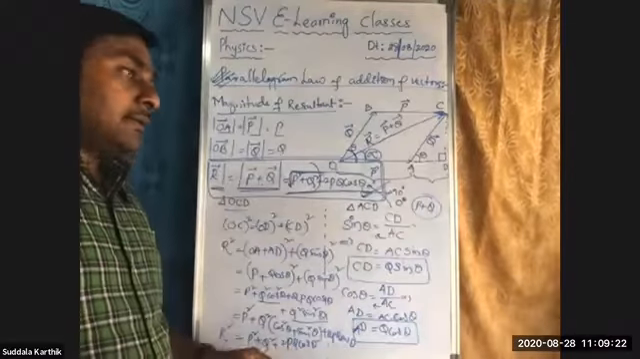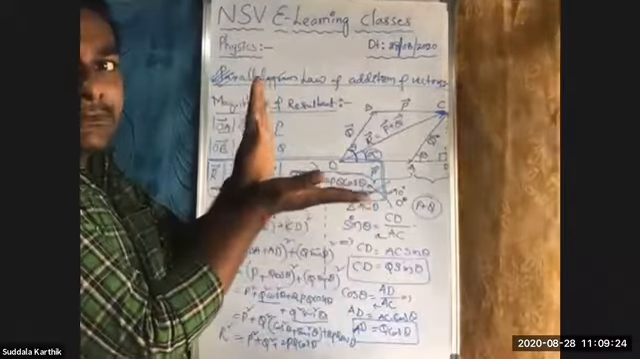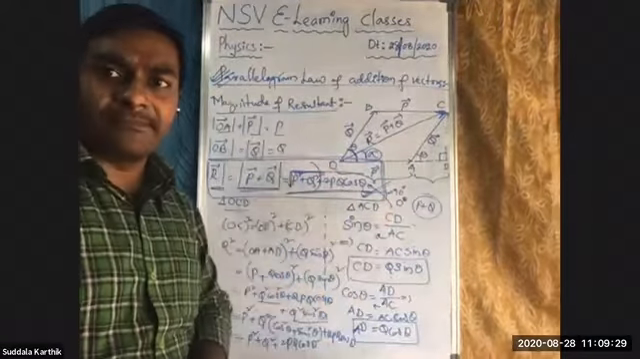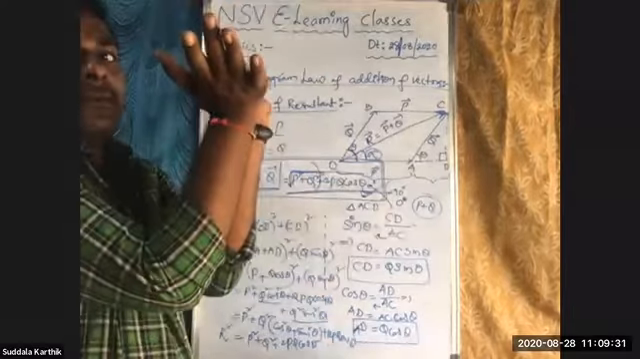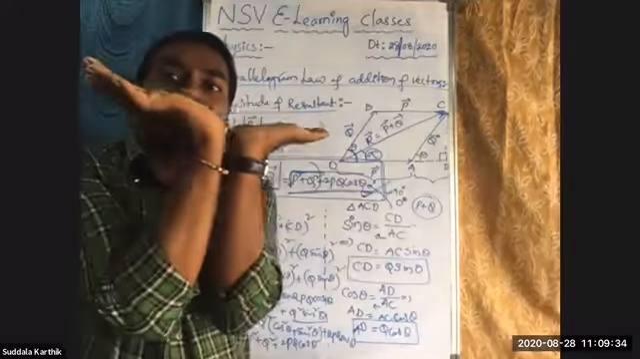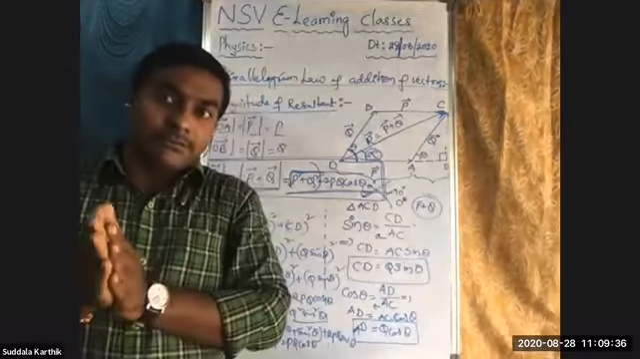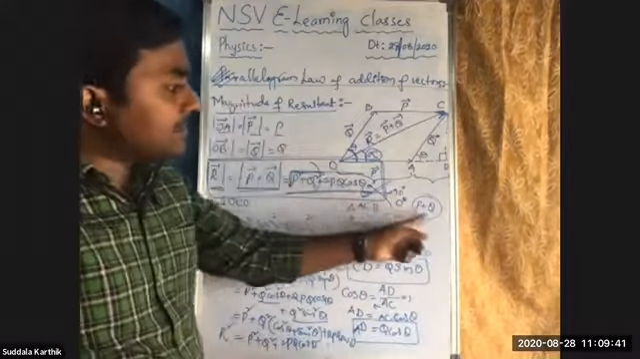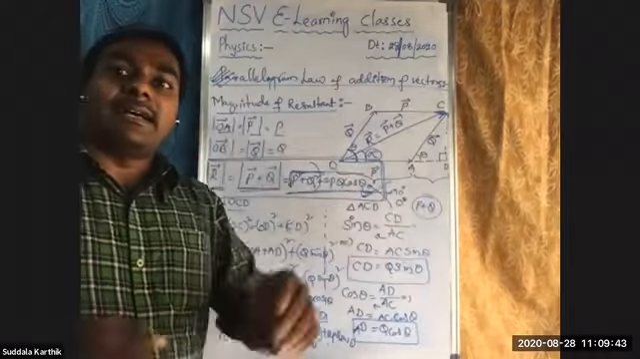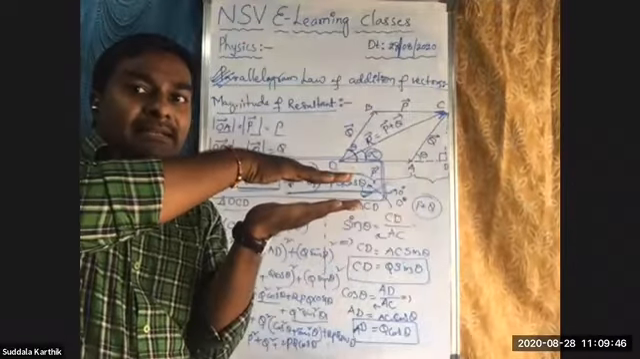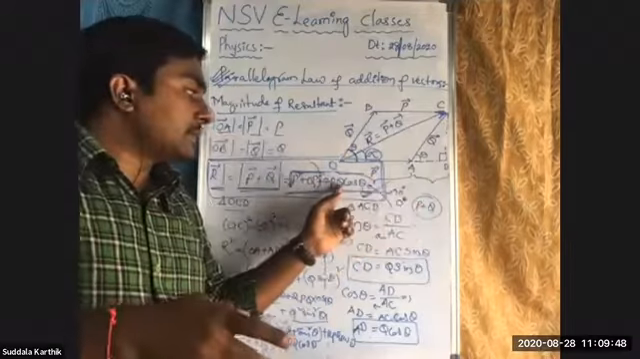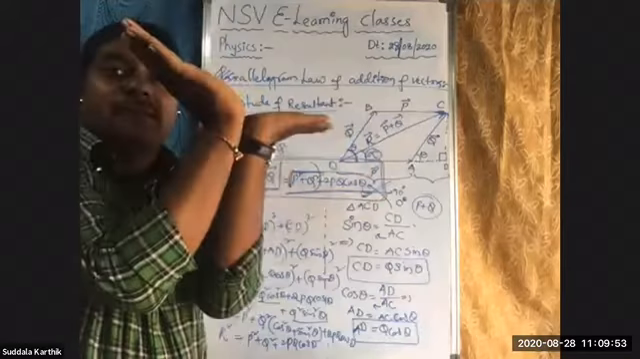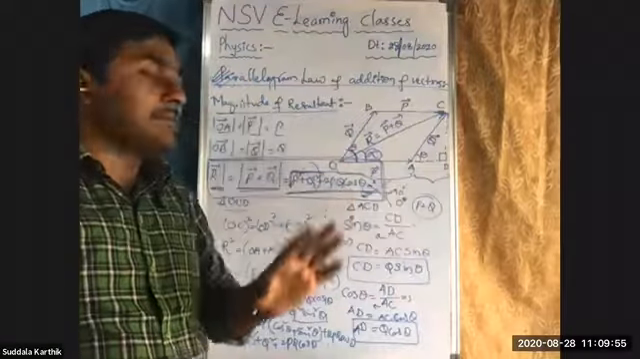Suppose the two vectors are exactly perpendicular. Then directly you can use the formula under root of P square plus Q square. Suppose they are anti-parallel. Then the angle between those two is 180 degrees, and you can directly use the formula P minus Q. Suppose they are in the same direction, parallel to each other. Parallel is 0, anti-parallel is 180. So you substitute the 0 value, then you will get the answer.